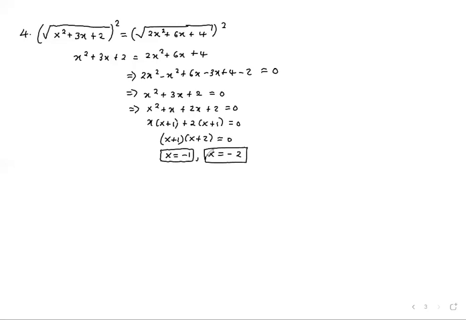So no matter how complicated the things inside are, your task is to make sure that you get rid of all the roots by squaring. You can square as many times as possible until you no longer have a square root, until you have the actual values of x. That is what we do, unless we have questions.